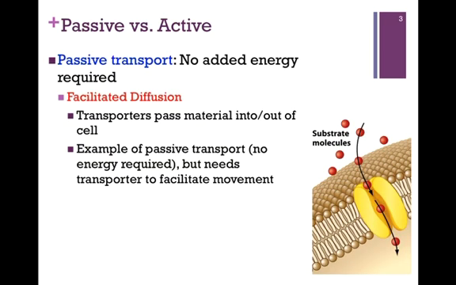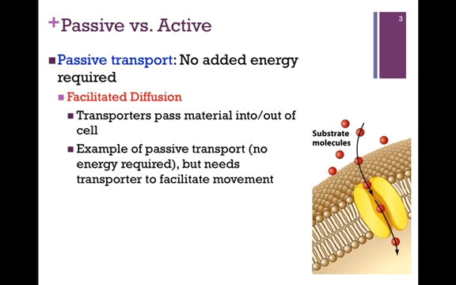In perhaps the most common example of passive transport, we have facilitated diffusion. In this case, transporters pass material into or out of the cell. It is an example of passive transport because no energy is required, but for these molecules they need the transporter to facilitate their movement, and we have that in our figure on the lower right here.